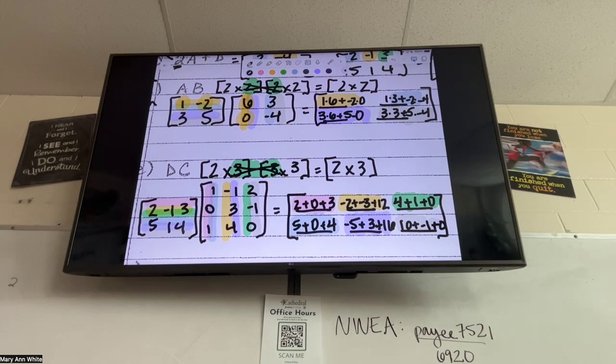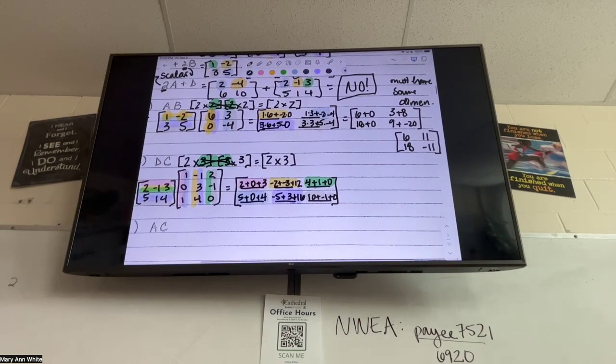All right, now you do your addition, subtraction, all that stuff in each box. So I'm gonna do 2 plus 0 plus 3 is 5, -2 plus -3 plus 12 is 7. 4 plus 1 plus 0 is 5. 5 plus 0 plus 4 is 9. -5 plus 3 plus 16 is 14. And then 10 plus -1 plus 0 is 9. All right. Are we feeling okay so far? Okay, let's keep going. Let's look at the next one.